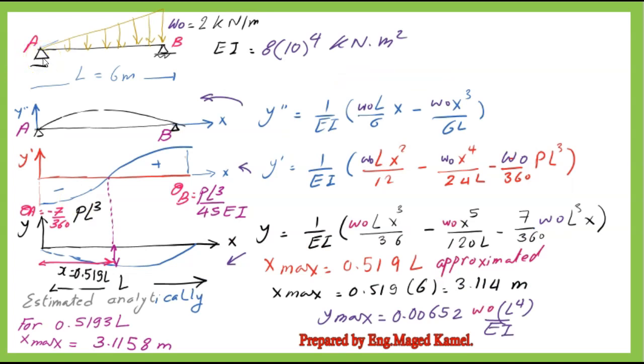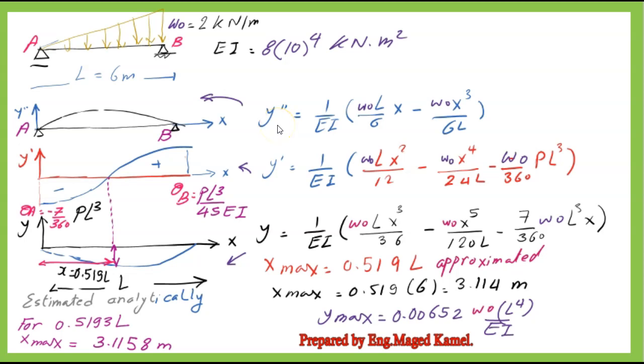This is a simply supported beam. The span is 6 meters, L equals 6 meters, and the maximum intensity of the triangular load is given as 2 kilonewton per meter. The EI value equals 8 multiplied by 10 to the 4 kilonewton meter square. I have listed all the three equations that we are going to need in our estimation. The first equation is for y double dash. Y double dash is nothing but the moment divided by EI.